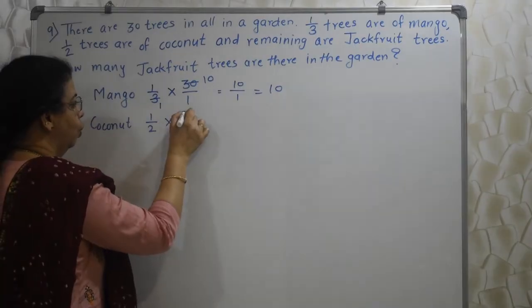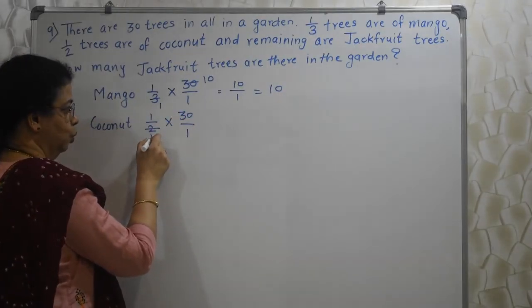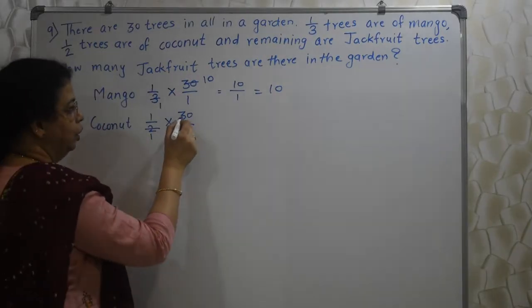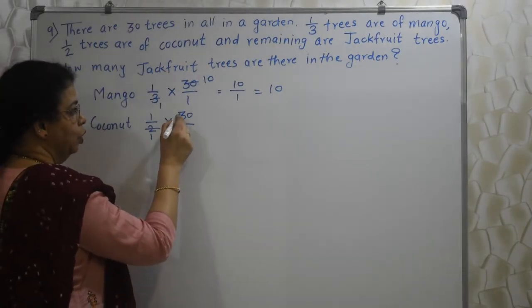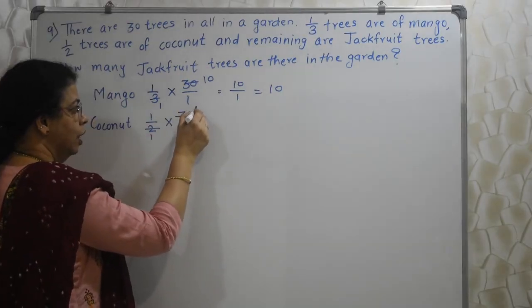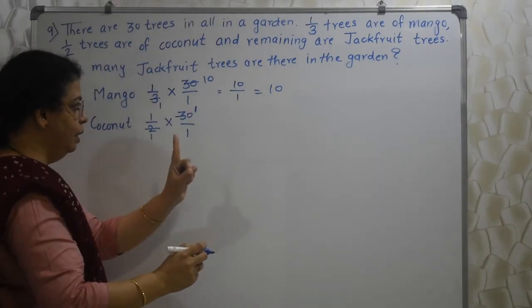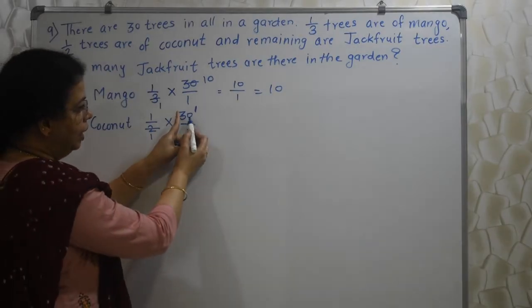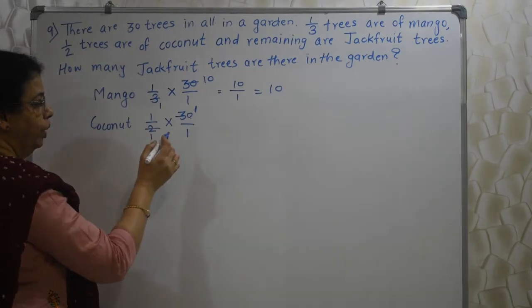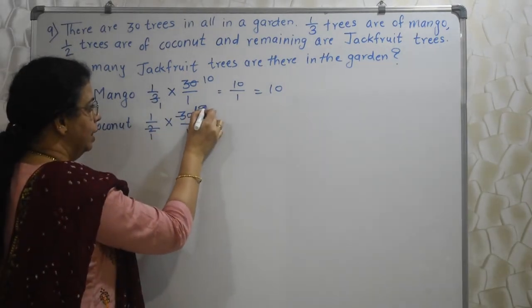1/2 of total, that is 30. Here again 2 ones are 2. Now here I need to divide 30 by 2. So I am taking only 3 first. So 2 ones are 2. Out of 3, 2 I am utilizing. So 1 is remaining. 1 I will attach to this 0. So it is 10 now.